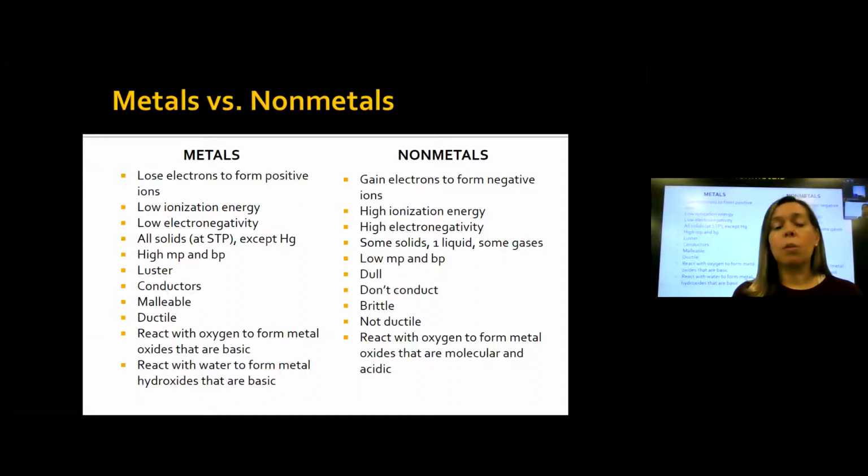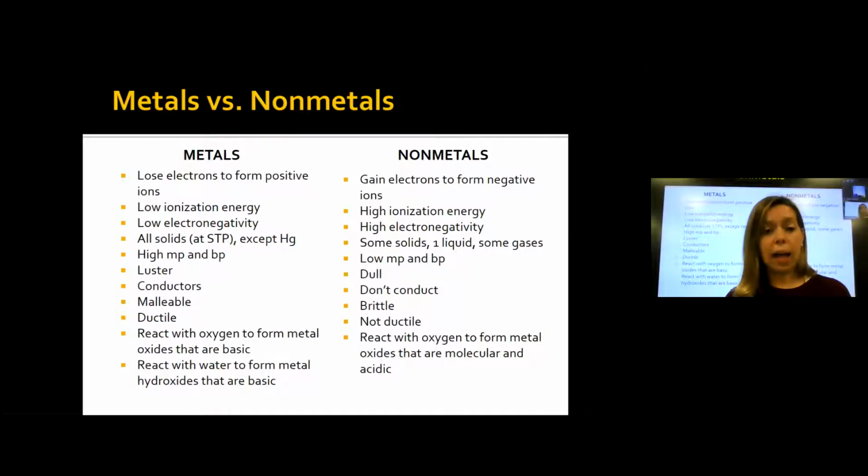So hopefully we have a good understanding of the fact that metals lose electrons when they react to form positive ions, while nonmetals gain electrons to form negative ions. Metals have a low ionization energy and a low electronegativity, while nonmetals have high ionization energy and high electronegativity. Metals at STP are all solids except for mercury. And nonmetals, we have some solids, one liquid, that would be bromine, and some gases.